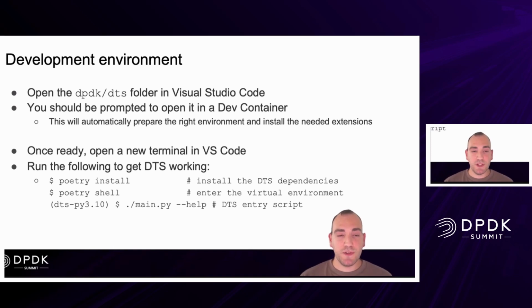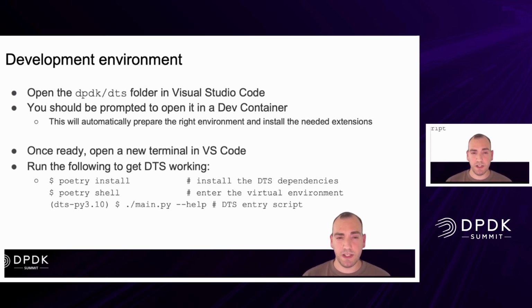So the first thing you want to do is to open the DTS folder, not the DPDK one, in VS Code, in which case you should be automatically prompted to open this in a dev container. That was actually very helpful and very straightforward, because you just press the button and it's going to automatically set up the whole environment, install the extensions that you're required to use for the development, such as MyPy. And once the environment is set up, you can just open a new terminal.